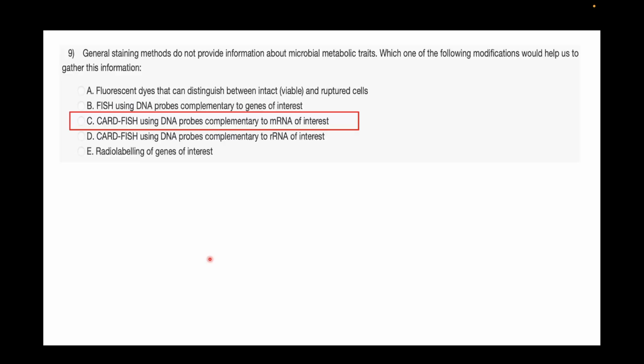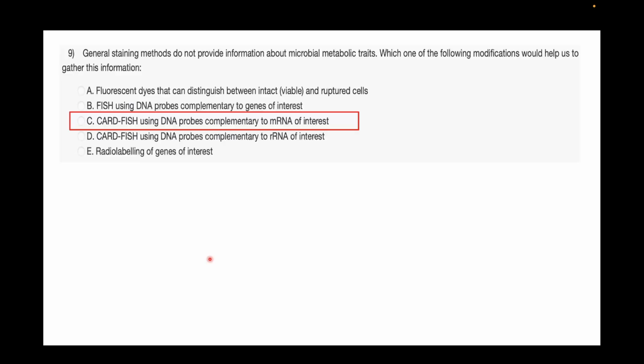And let us understand why it is so. Why is this the correct answer? Even before moving on to the explanation, I want you to notice the difference between DNA, the mRNA, and if a cell is alive or not, right? Now the question asks, we want to understand what are the metabolic traits. Now metabolic traits are a function of the proteins or metabolic pathways that are going on in a community.